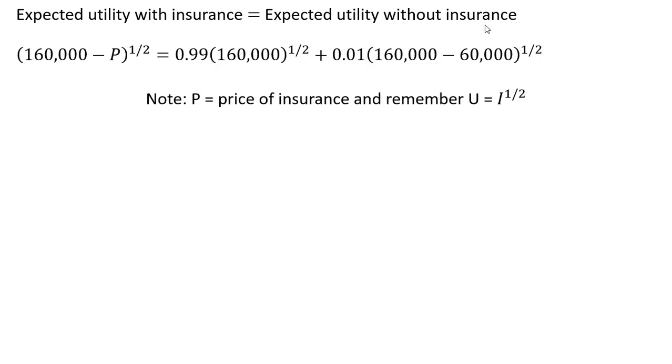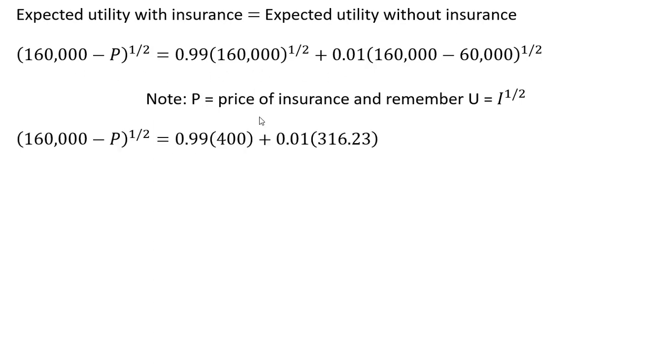Her expected utility without insurance, well, there's a 99% chance she will not get sick. And in that case, she will have $160,000 of income. And that $160,000, again, we want to take the square root of it because that's just the functional form of the utility function. However, there's a 1% chance that she'll incur $60,000 of medical expenditures. So her income or wealth in this case will be our $160,000 minus $60,000. And again, all of that is raised to the 1/2 power. So all we need to do now is just solve this equation for P.